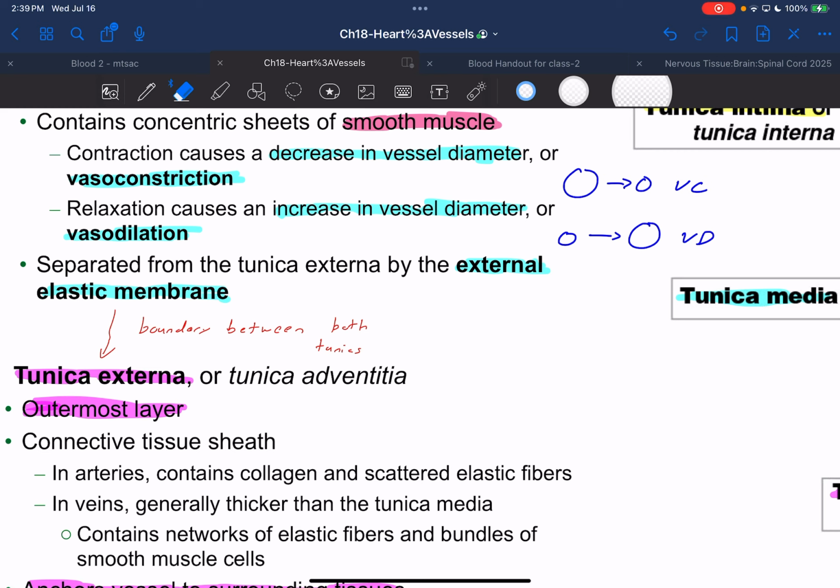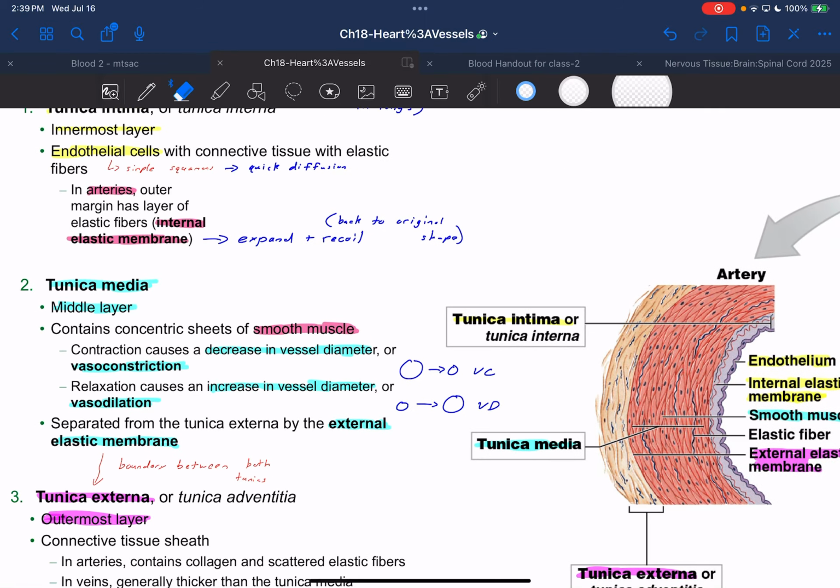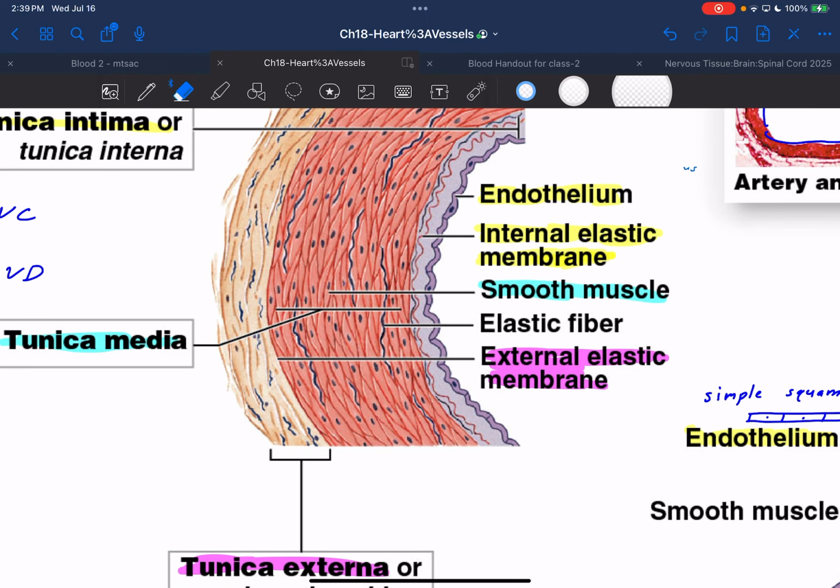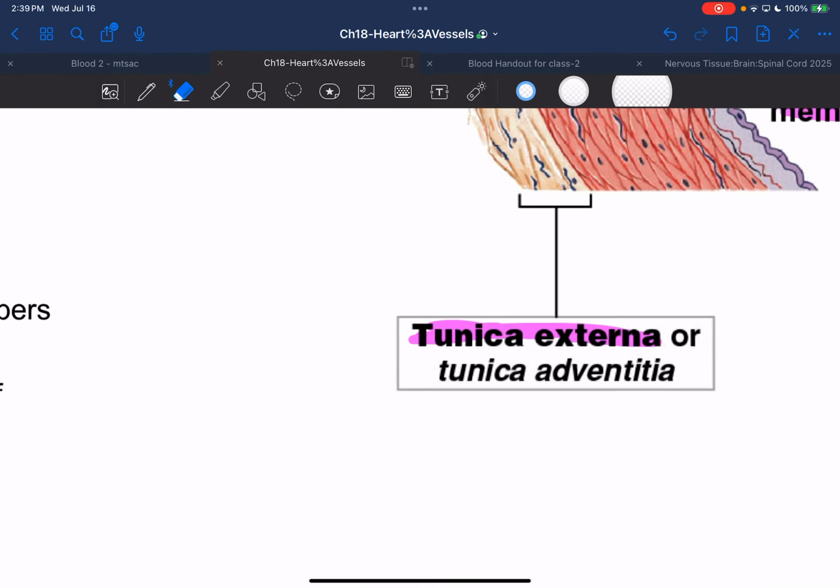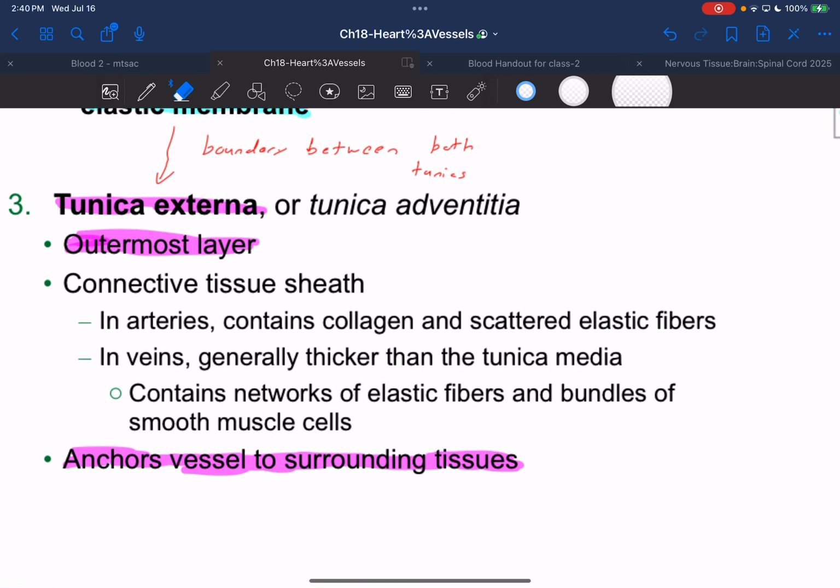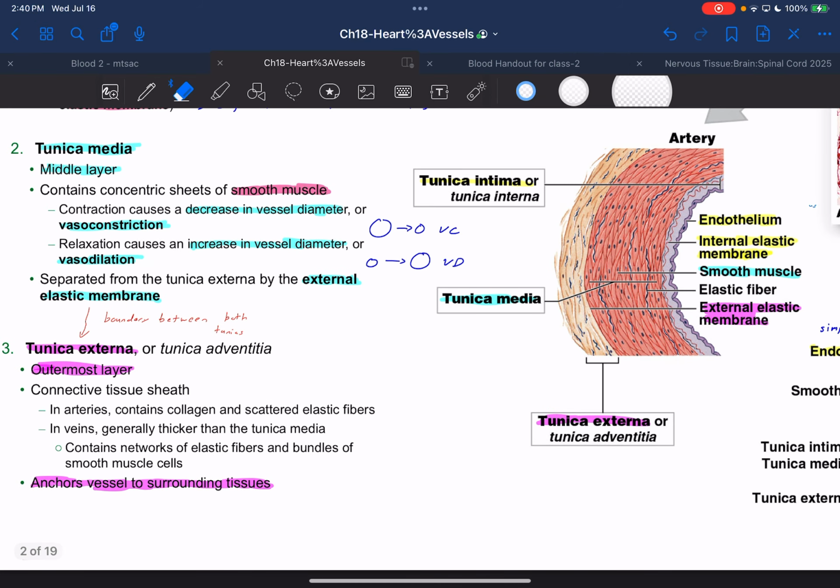And the arteries have an external elastic membrane. They need those extra elastic fibers to allow for some extra stretchiness. So you can see the external elastic membrane is going to be the boundary between the smooth muscle and the last layer called the tunica externa, which means the outer layer. All I need you to know is that that layer, whether it's arteries or veins, anchors vessels to the surrounding tissue, which makes sense. It keeps it anchored to wherever it's located. This is how it's glued to the surrounding structures.